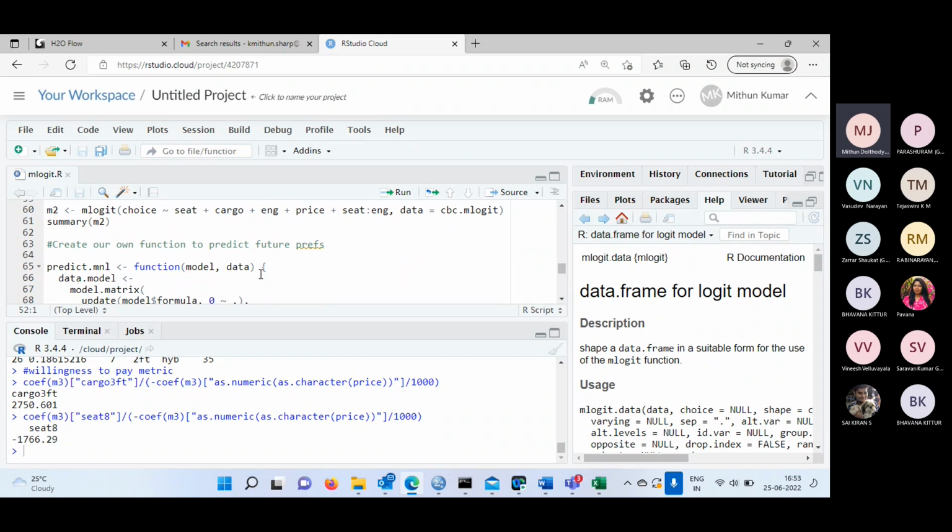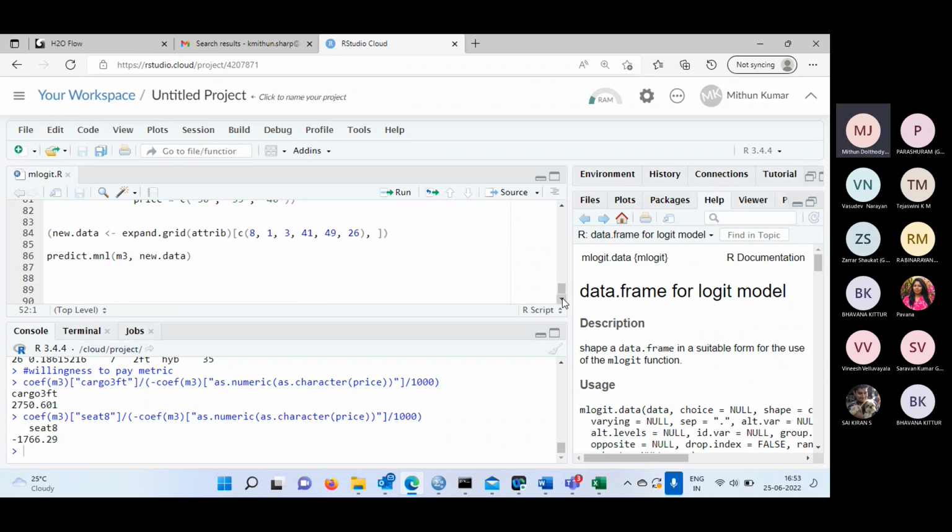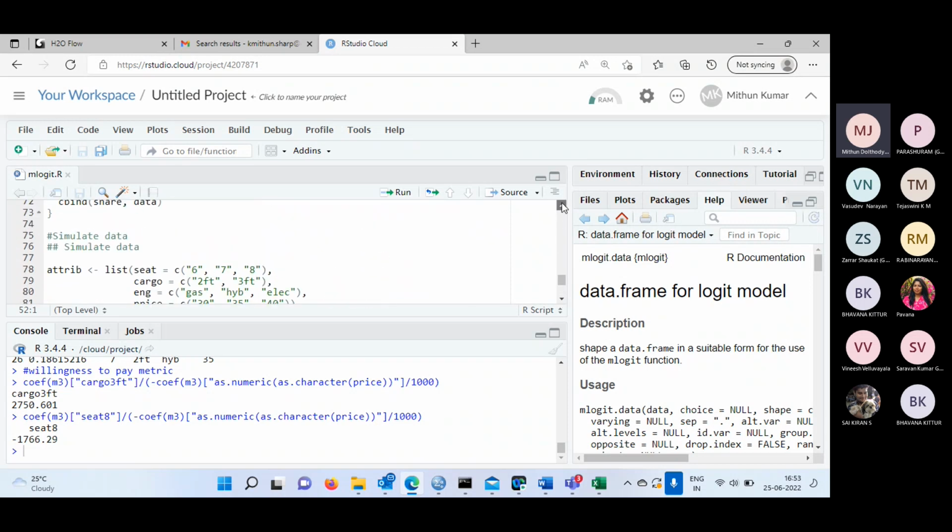Then the last bit was basically wherein I was talking about multiplying the coefficients with the data set to generate the utility score, using that utility score to calculate the market share, for which you have the predict.mnl function to be used to generate the market share. Out of these many consumers, how many consumers will go for a vehicle with a particular set of attributes? That's the last part.